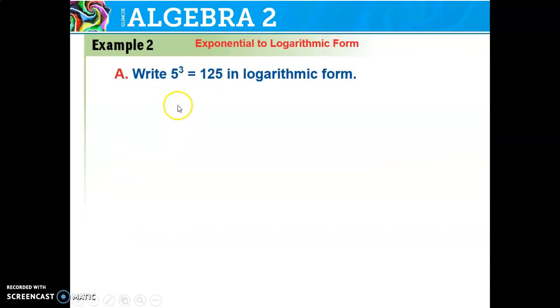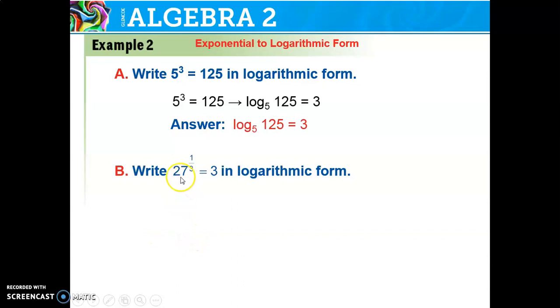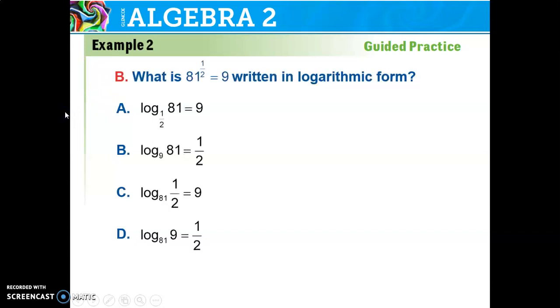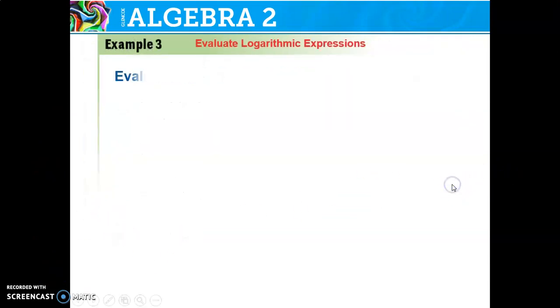So now we're going to write one in logarithmic form. This is in exponential form. So what I do is I just kind of deconstruct it. It still has to say 5 to the third equals 125. Okay, try this one. The base of the exponent is the base of the log. So log base 27 of 3 equals 1/3. 27 to the 1/3 equals 3. So go ahead and write this in logarithmic form. Letter A. And write this one in logarithmic form. Letter D.